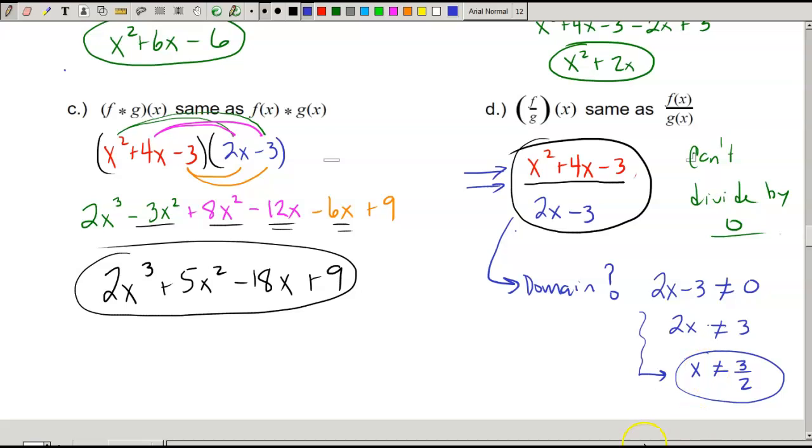So we'll kind of look at that throughout, but start thinking about that domain idea, what we can plug in and what can we not plug in.